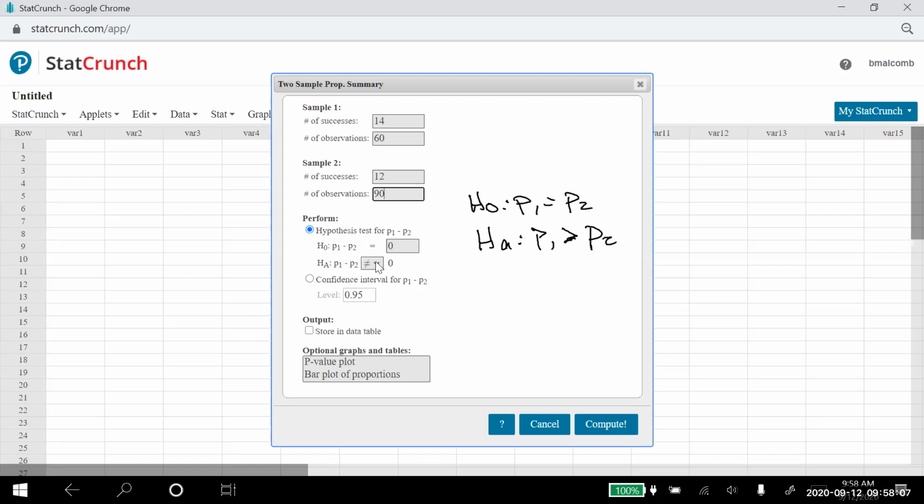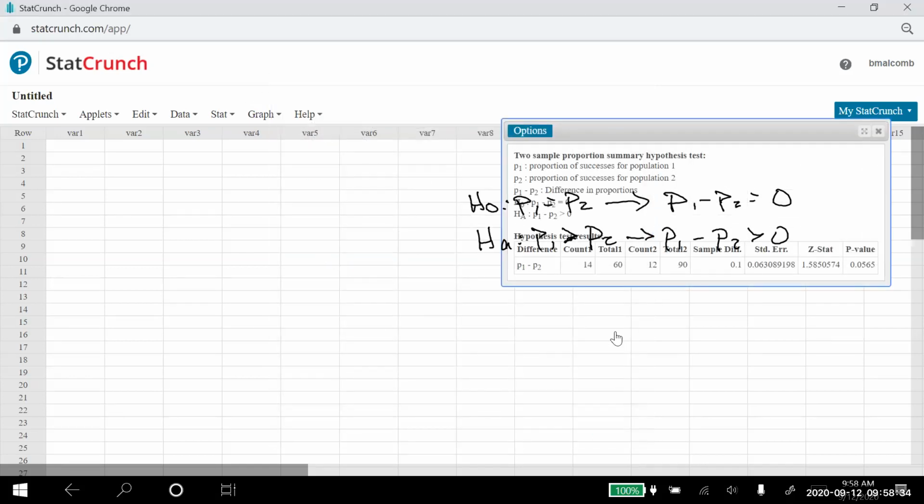Hypothesis test, we're doing a greater than here. Now notice it writes it a little bit differently. So here, remember if those are equal, then P1 minus P2, there's no difference. Their difference has to be 0, or this way with a greater than. So we'll go ahead and compute that.